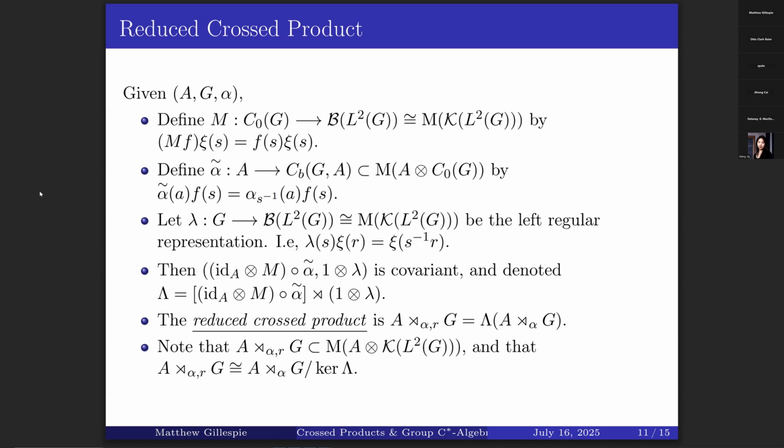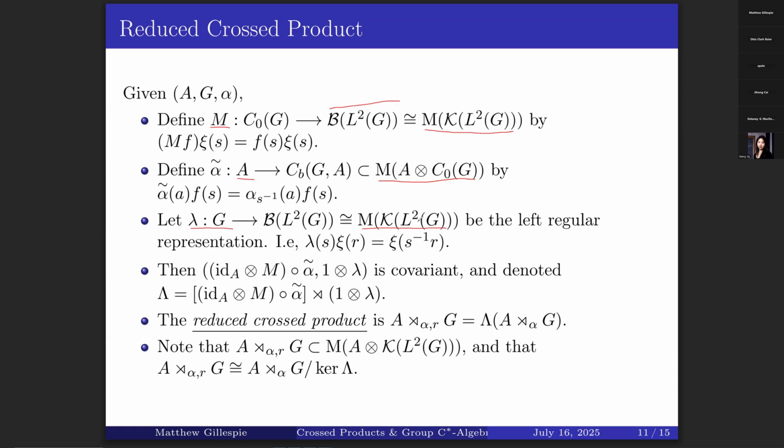Also, if you just trace what's happening here with all of the representations, M takes C0 of G and sends it into B of L2 of G, which, from what we know, is the multiplier algebra of the compacts on L2. Alpha takes things in A and sends them into the multipliers of this tensor product, A tensor C0. And lambda takes things in G and sends them to things in the multipliers of the compacts of L2.